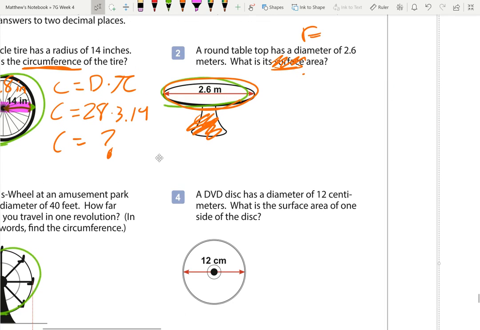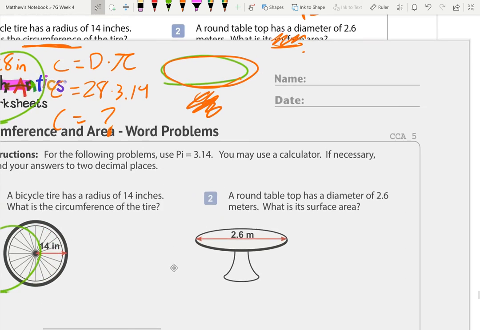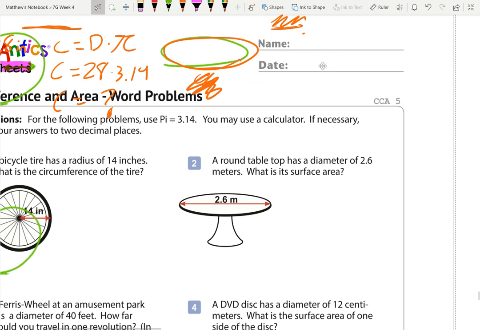So go ahead and complete the rest of this page and the page above, and then you'll be all golden for the first activity here, and then you'll move on to lesson 2.